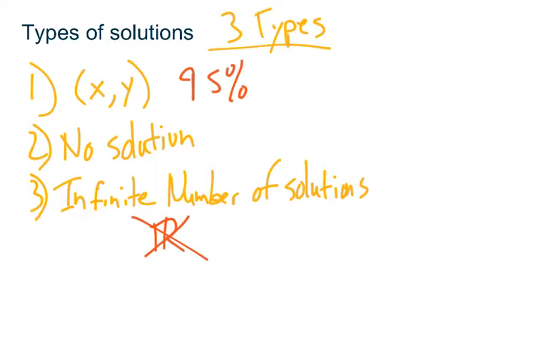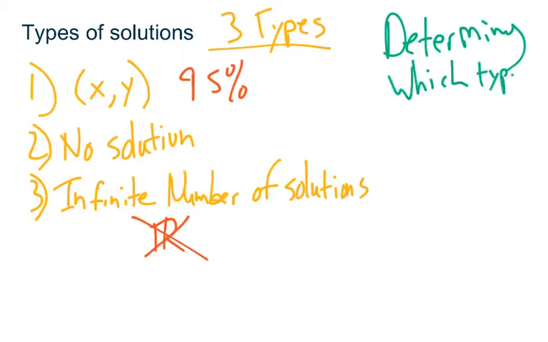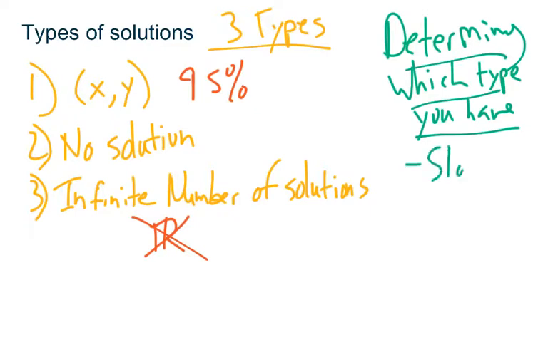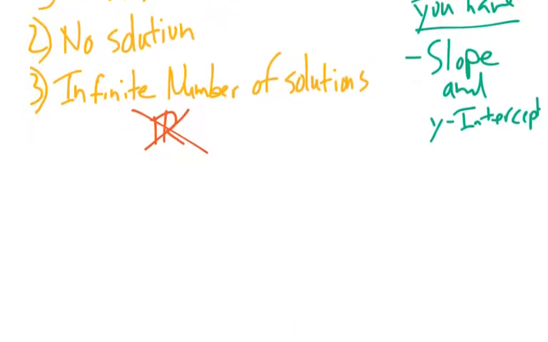And so the other thing you're going to be expected to do is know which one of these we have. So determining which type you have. And what you have to look for, slope and intercept. More specifically, the y-intercept. That's how you can determine which type you have. So, let's walk through a couple different situations here.